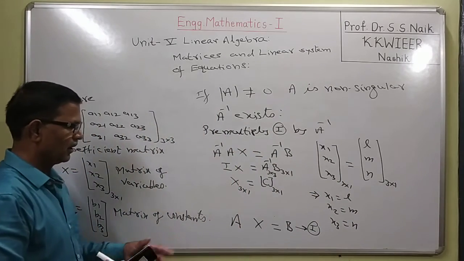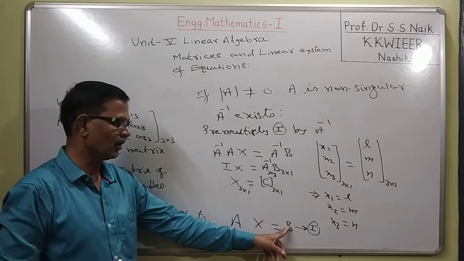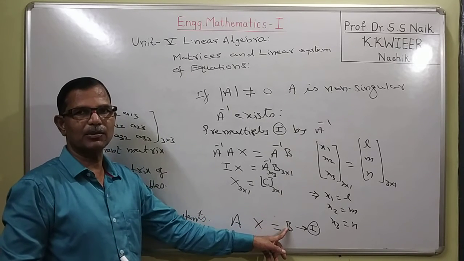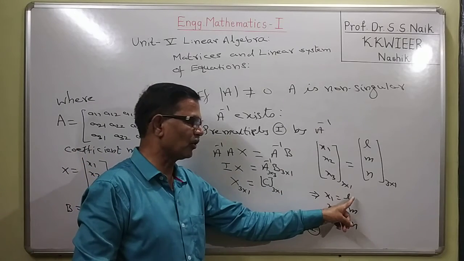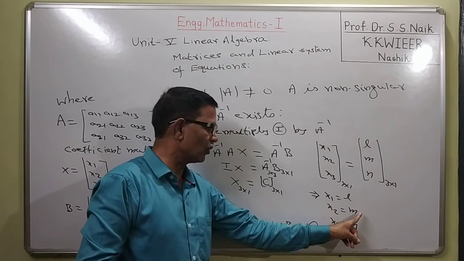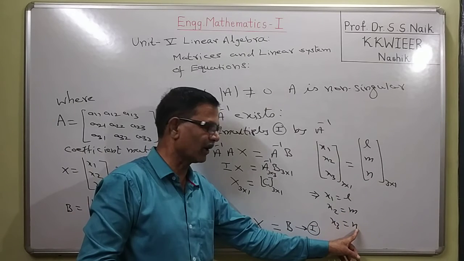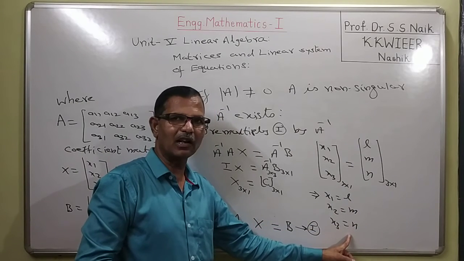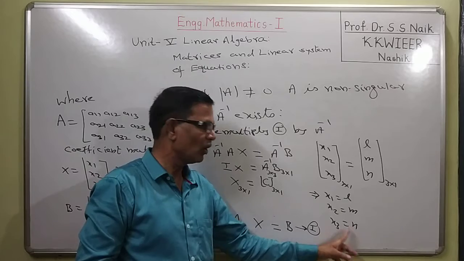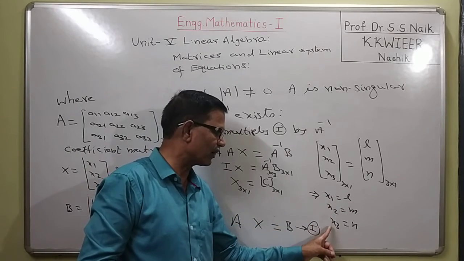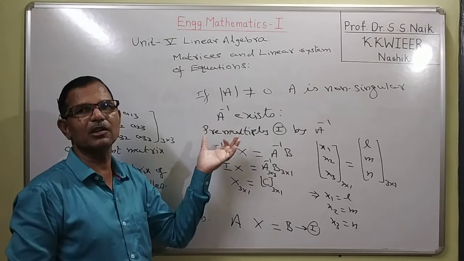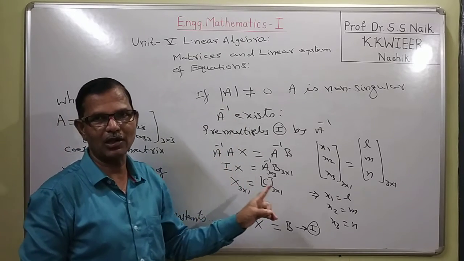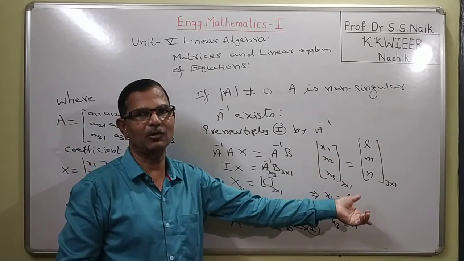So this Ax = B, which is a linear system of 3 equations, has a solution: X1 is equal to L, X2 is equal to M and X3 is equal to N. What are these elements? They are real numbers. When you substitute these values of X1, X2, X3 in any of the 3 equations, those equations will be satisfied. That is called the solution of the equation.